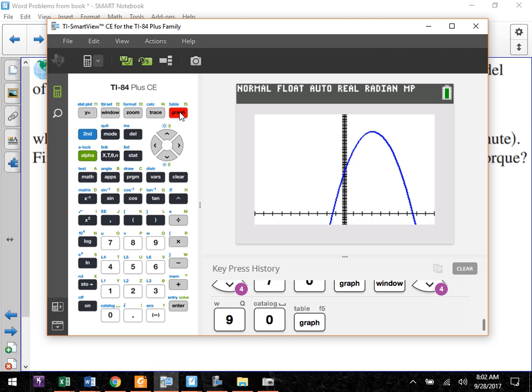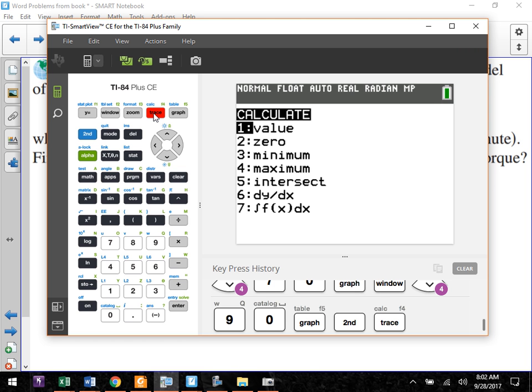So what we have here on the calculator is a button. Second, calculate. What option do you think we're going to select here? Maximum. So you can scroll down to the maximum or just press 4.